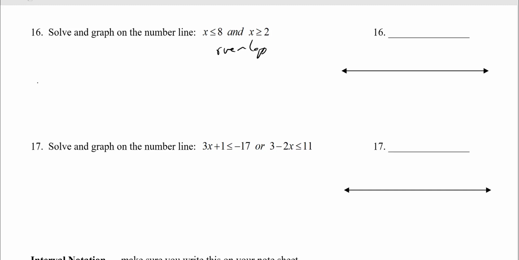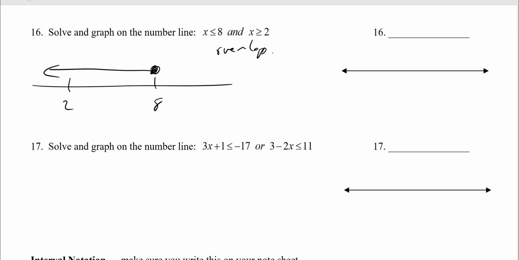So I'm going to graph each one separately. They're already solved. So here's 2 and here's 8. Make sure you draw it in order, right? 2 and 8. So x is less than or equal to 8. And x is greater than or equal to 2. Okay, so where does it overlap? It overlaps between 8 and 2. So you're going to put on your answer 2 and 8. And overlaps between 8 and 2. That's what the graph looks like.